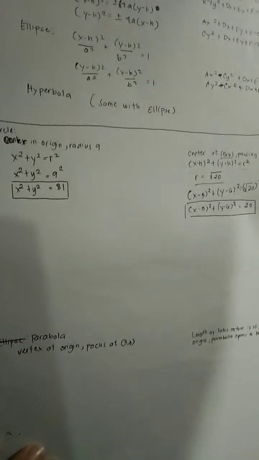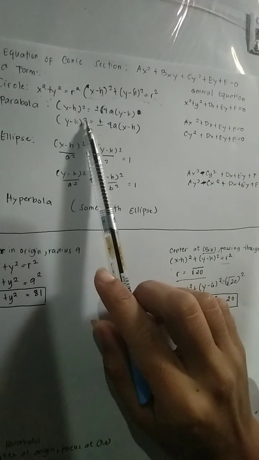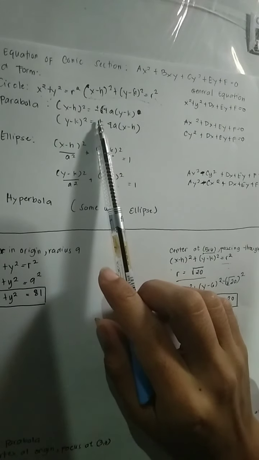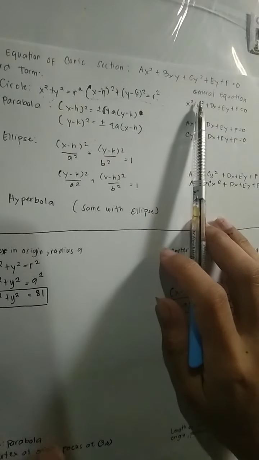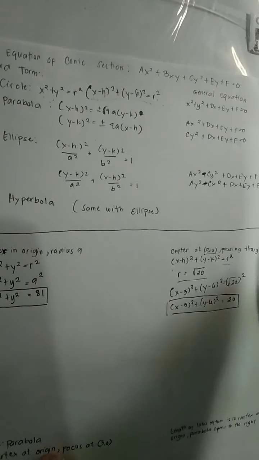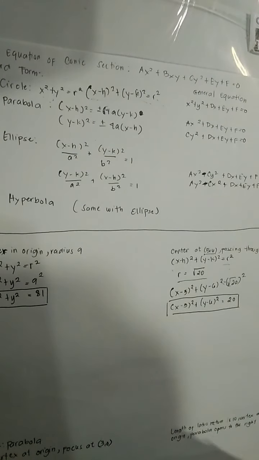So in parabola, the standard equation is here: (x minus h) squared is equal to positive or negative 4a(y minus k). Kasi yung equation ng parabola, it depends on where the curve opens up. Ayan. Let's see.